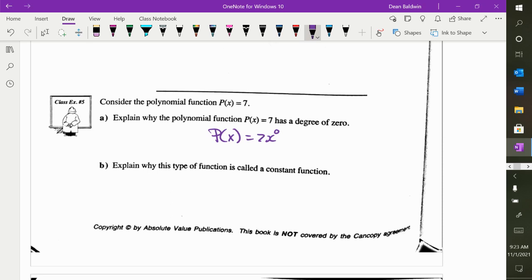Why is it called a constant function? There's no variable, so it can't change. What does that graph look like? Yeah, looks like that. All right. Are we okay? A little better than logs?